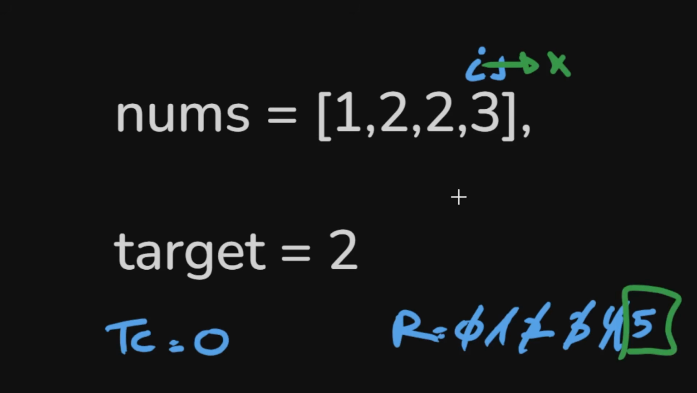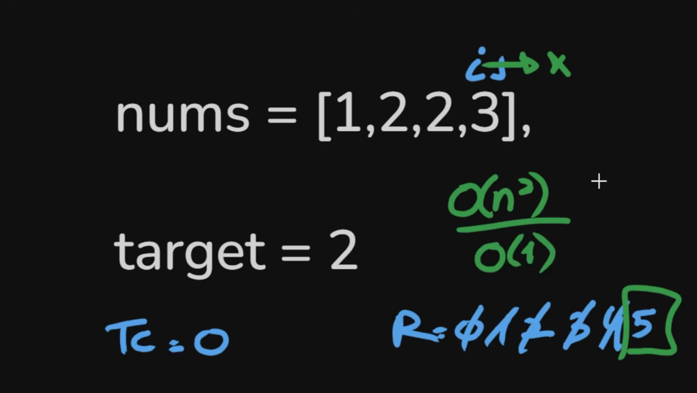As I said before, time complexity for this is big O of n to the power of 2. Remember that we are using a nested for loop with 2 pointers. Space complexity is big O of 1. With this in mind, let's go with the code.